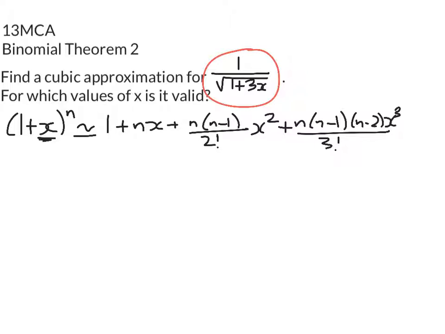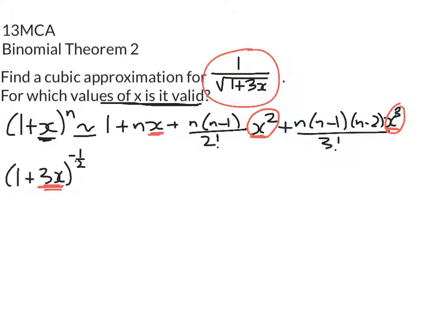We need to figure out for which values of x it's valid. So we can still work with what we've got. We've got 1 plus 3x to the power of negative a half. So my n has got no dramas. And here I'm working with 3x. So what that means is wherever I see x, I'm going to replace the x with 3x. And I have to be super careful when I do that: I'm going to have 3x all squared and 3x all cubed. So everywhere you see an x, you're going to replace it with 3x in brackets.